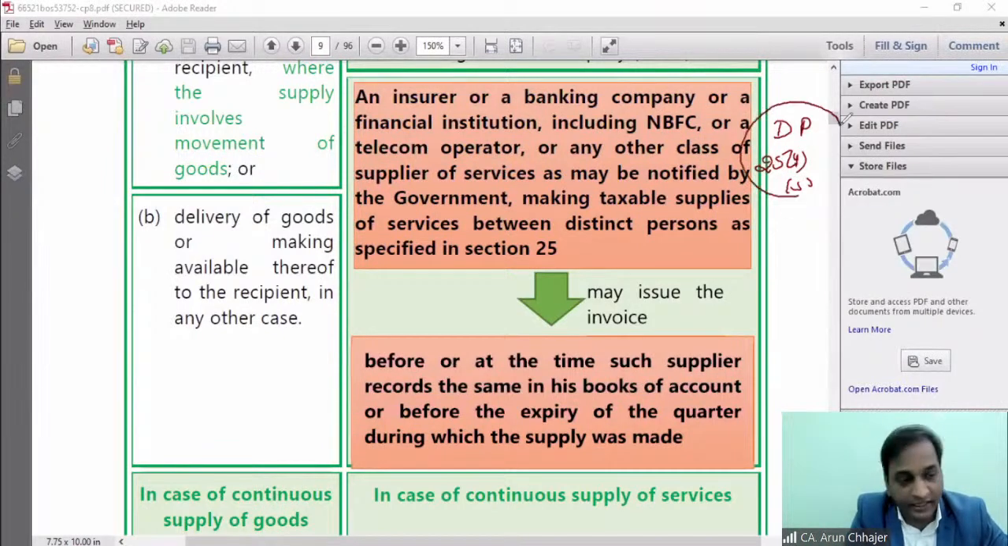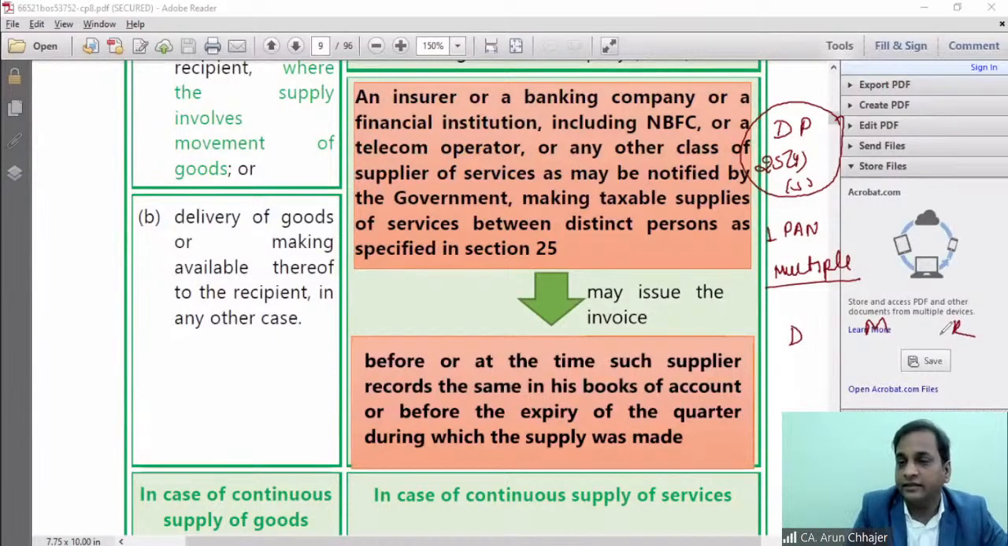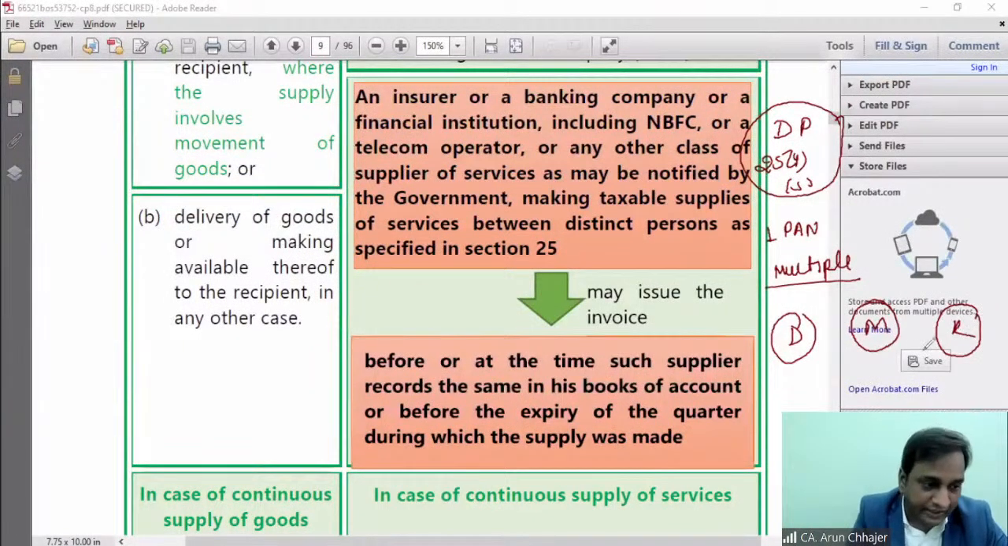So what is the meaning of the distinct person? The meaning of the distinct person is one PAN, multiple GSTIN. For example, Arun Chajad, I am doing the business in Delhi, in Maharashtra, in Karnataka, then I would have the same PAN for complete PAN India. I would have the PAN which is applicable for every part of the taxable territory. But if I am doing the business from Delhi, from Mumbai, from Karnataka, I have to take separate registration. Then these registration GST numbers would be called a distinct person.